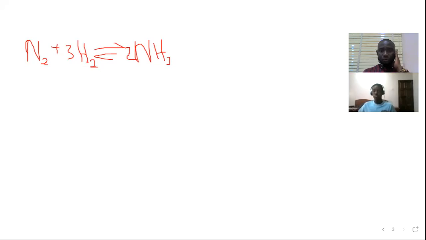Dynamic equilibrium. Now, when the rates of forward and backward reactions in reversible reactions are equal, the reaction is said to be at equilibrium. Please write that down, very important. When the rates of forward and backward reactions in a reversible reaction are equal, the reaction is said to be at equilibrium.